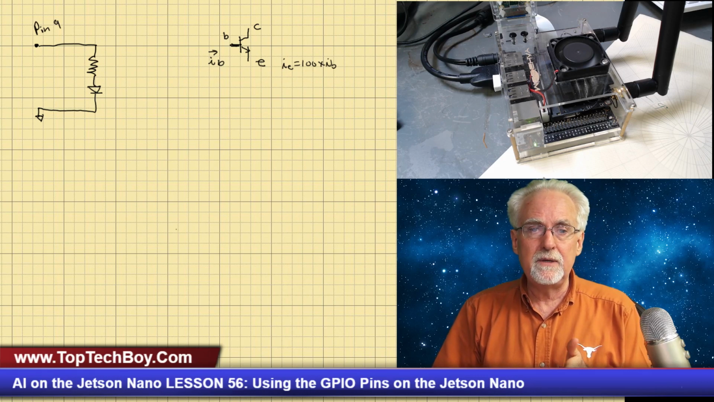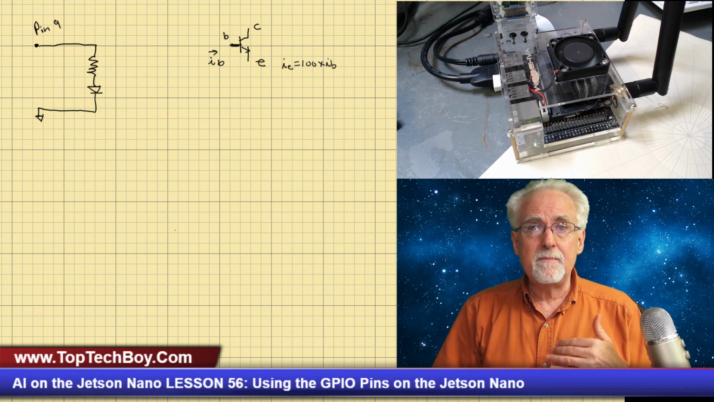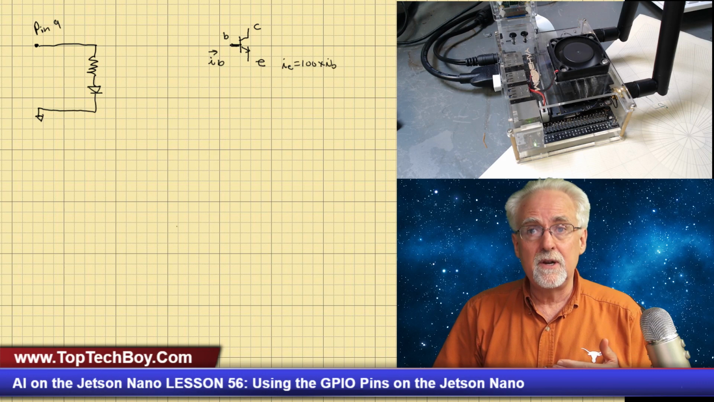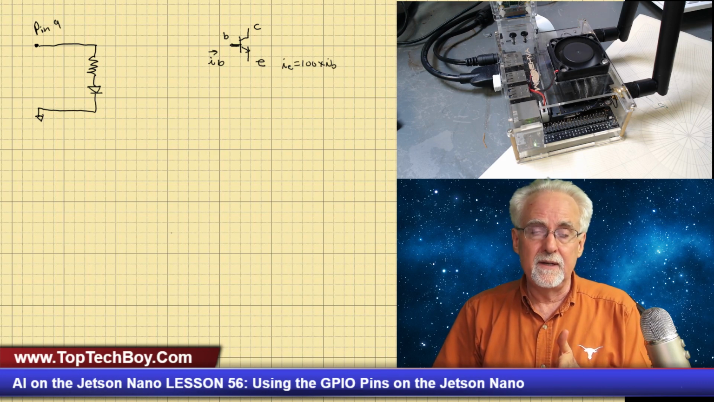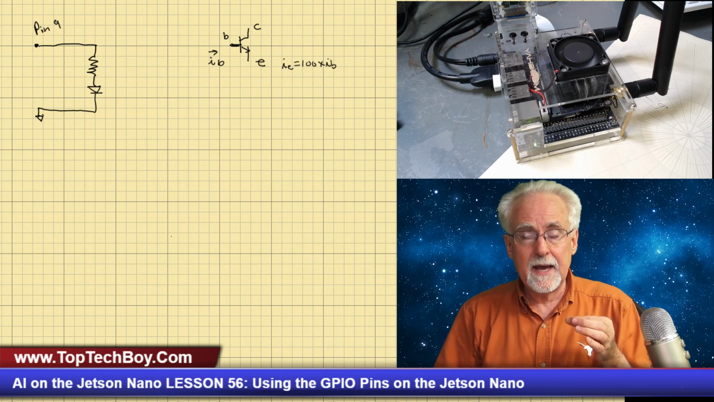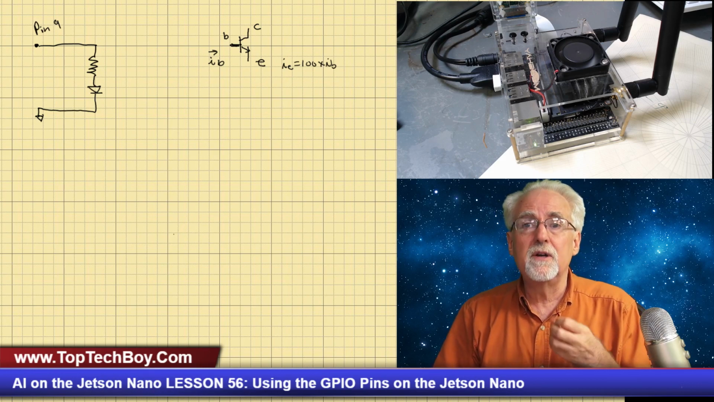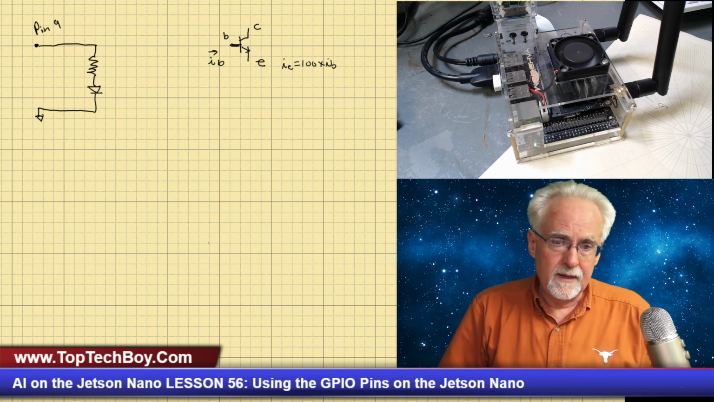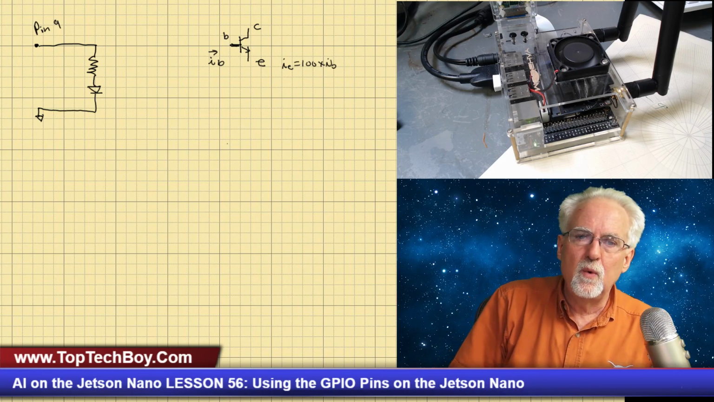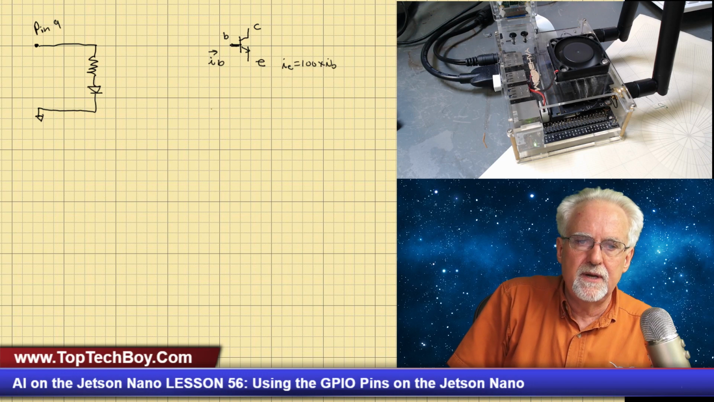Now, why could we do that? We could do that because the Arduino provides enough current to drive the LED. The thing is, the Jetson Nano cannot. The GPIO pins on the Jetson Nano cannot provide enough current to really drive an LED. So what do we do? Well, we build a different circuit.